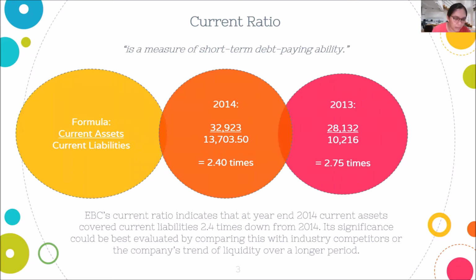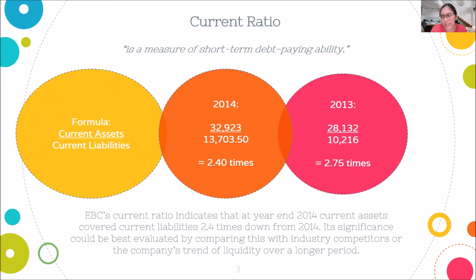It means that EBC's current ratio indicates that at year-end 2014, current assets covered current liabilities 2.4 times, meaning you can pay 2.4 times in every peso of your liability based on your assets. Its significance could be evaluated by comparing this with industry competitors or the company's trends of liquidity over a longer period. It seems that the company is doing well as we are currently looking at its current ratio.